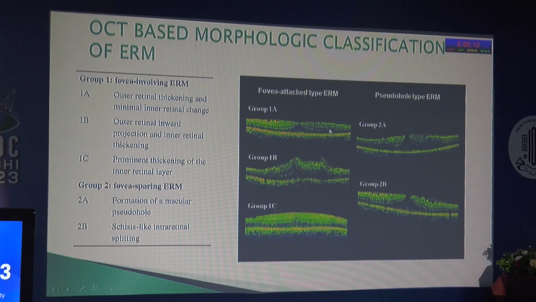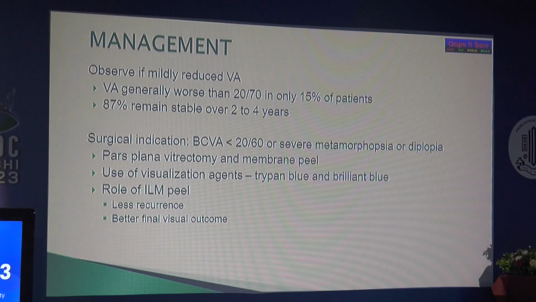In 1A, there was thickening in the outer layers only. For 1B, there is thickening of outer as well as inner layers, and there is protrusion of outer layers inside the inner layers. And the third one was diffuse thickening of the inner layer. The visual prognosis was poor from 1A to 1C, and they confirmed it on the ERG also, multifocal ERG. For management, usually we hold our hand because most of them, around 85 to 90%, remain stable over 2 to 4 years. Only 15% will deteriorate with time.